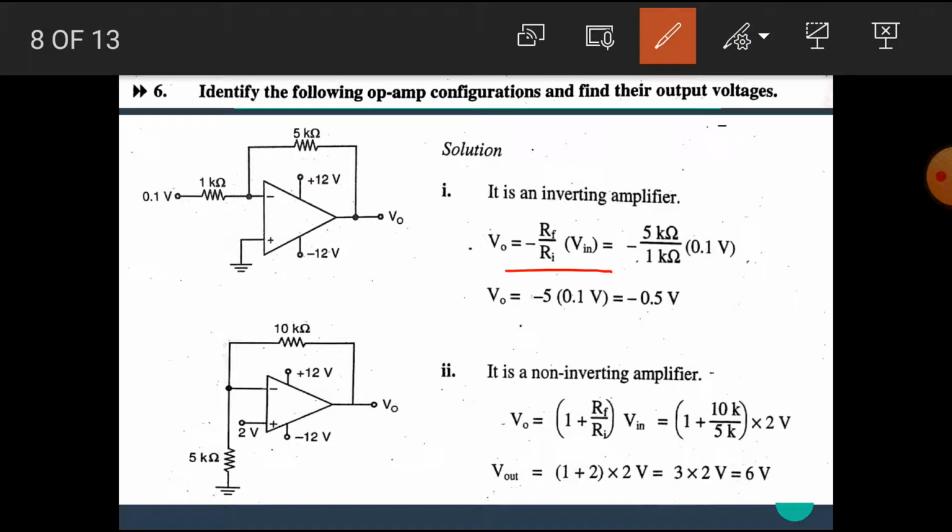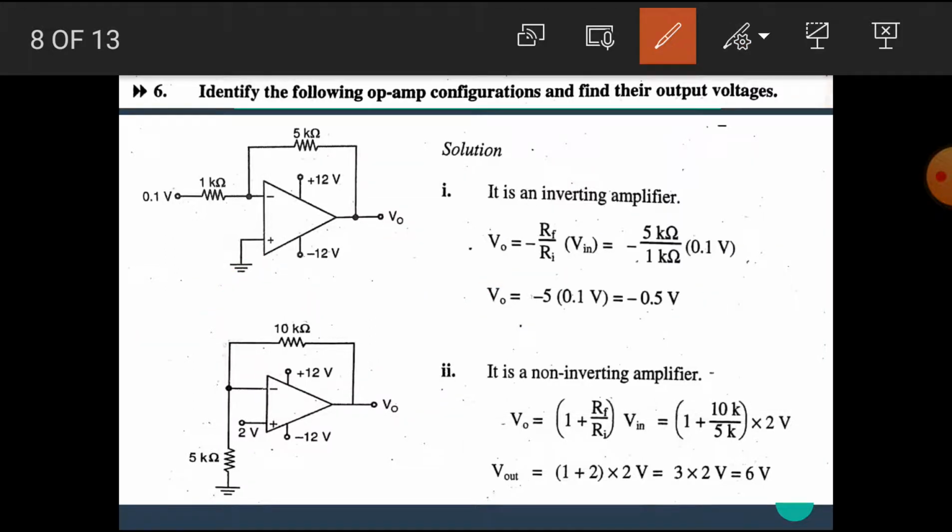Now put the values: minus, here RF has the value 5 kilo ohm upon RI input has the value 1 kilo ohm into the Vin has the value 0.1 volt. After calculating this, we get minus 5 into 0.1 volt, that is minus 0.5 volt. This is the final output of this configuration.